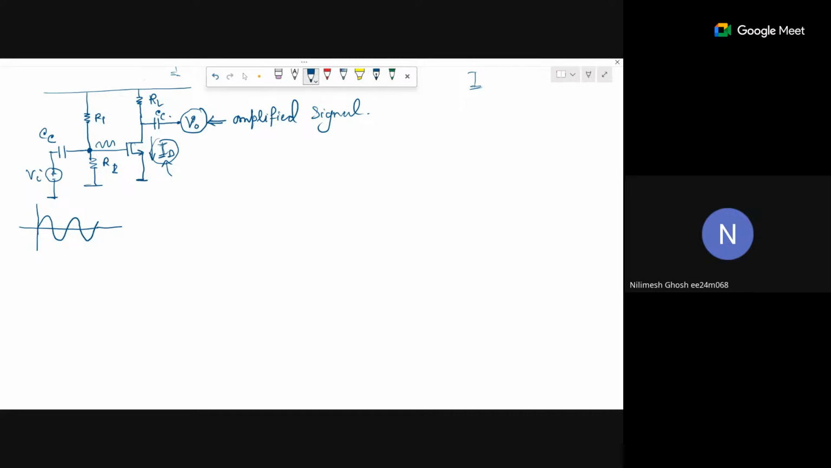If we directly connect the output here, now this is DC. Some DC current is flowing here. That is ID. So some DC drop will be there through RL, right? Yes, sir. So if some DC drop is there, the output will also be DC. So that is not amplified itself.